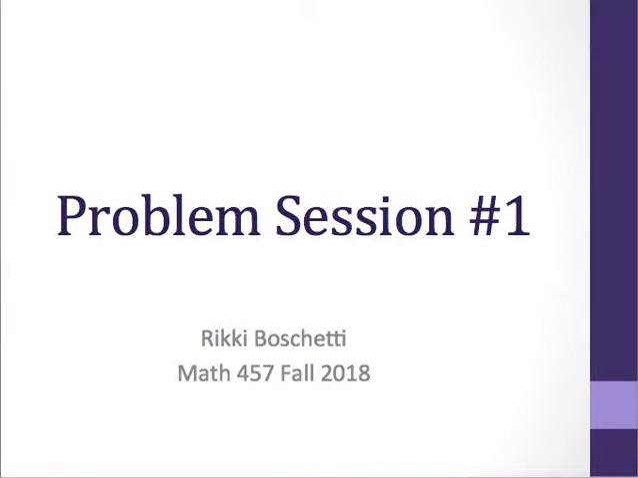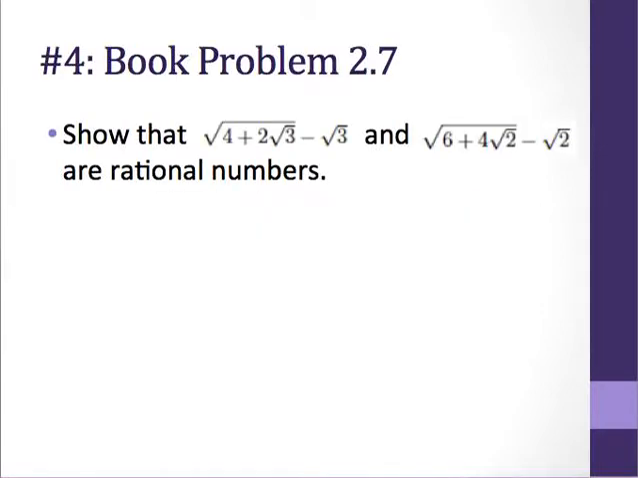Hello everyone. For this problem session, I am going to be working through problem number 4 that says to show that the square root of 4 plus 2 square root of 3 minus the square root of 3 and the square root of 6 plus 4 square root of 2 minus the square root of 2 are rational numbers.